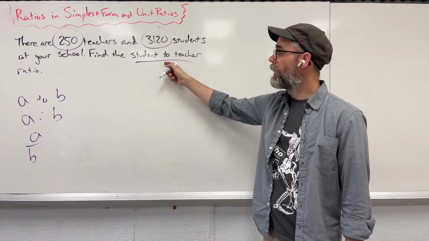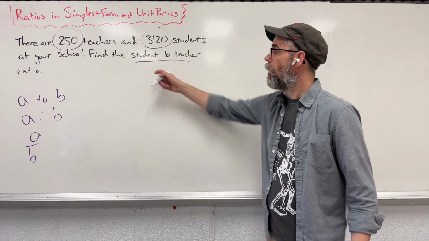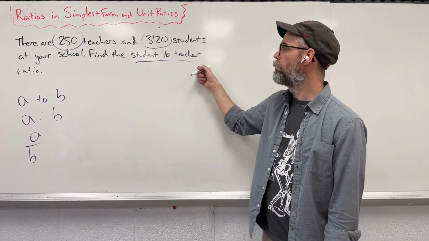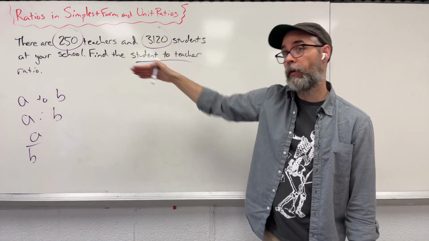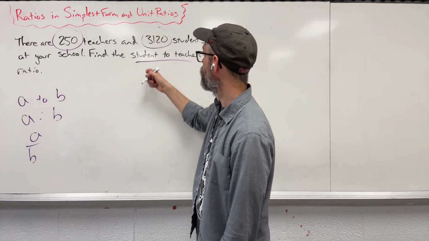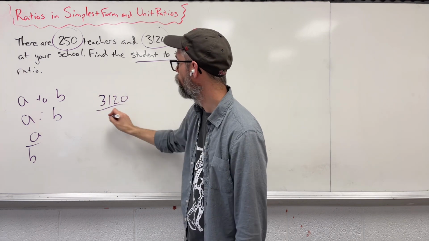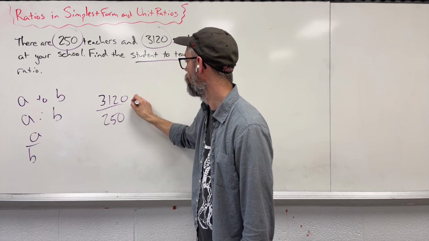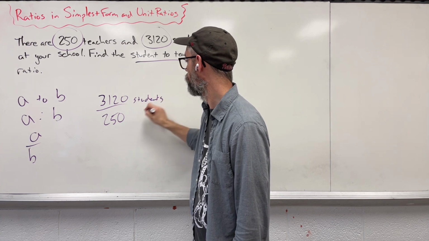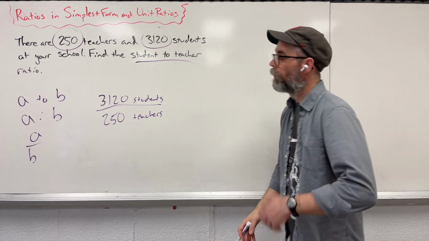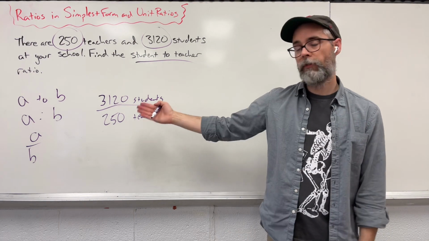So I want to take this and follow that order, but I want to write it as a fraction. So student to teacher, we read left to right. Let's go left, right, up, down. So in this case, student first, 3120 over 250. So there are 3,120 students to 250 teachers.